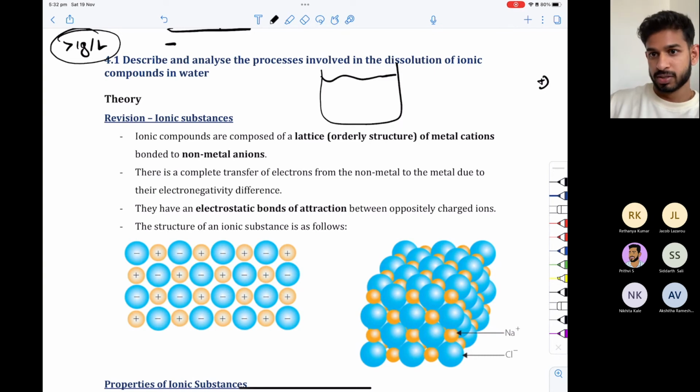Put sugar on the top and see how long it takes for the sugar to melt and caramelize, and it'll be a much lower temperature. The point I'm trying to get at here is that ionic bonds are very powerful, and we'll talk about why something as weak as water can break such a powerful bond shortly. But for now, I want you to remember there's strong electrostatic bonds of attraction.